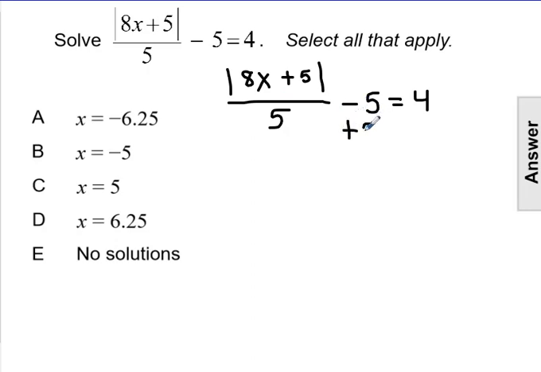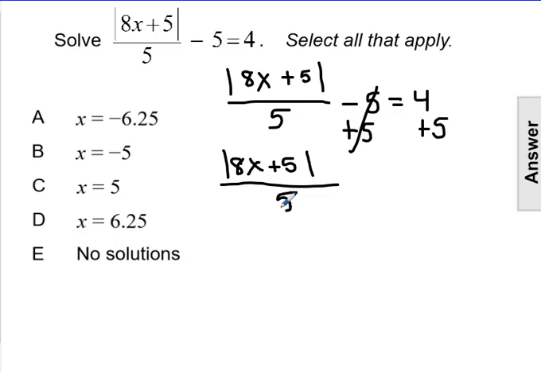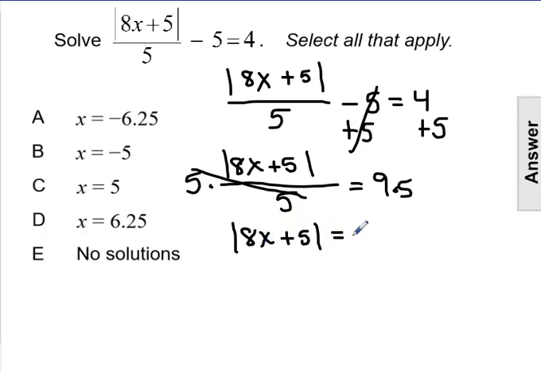So we need to add 5 to both sides. So we'll have the absolute value of (8x + 5)/5 is equal to 9. Then we'll multiply both sides by 5. So that will cancel out dividing by 5 and give us the absolute value of 8x + 5 is equal to 45.